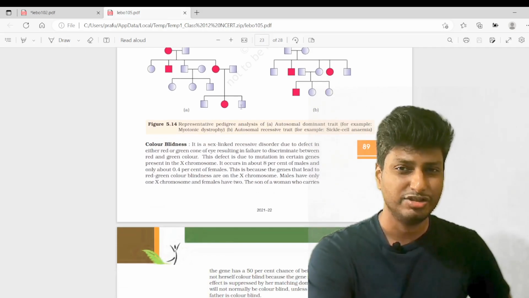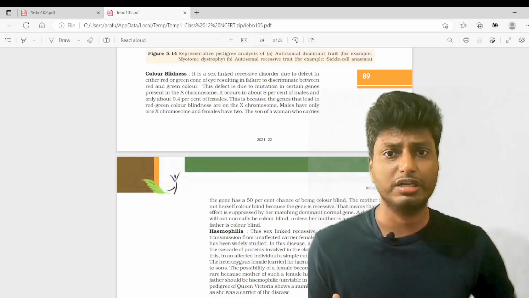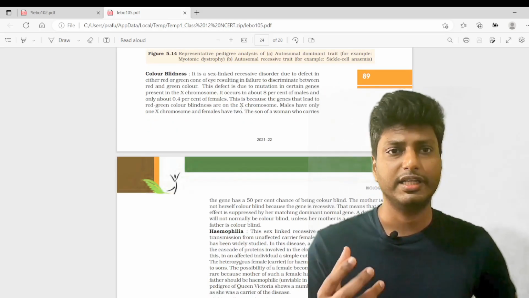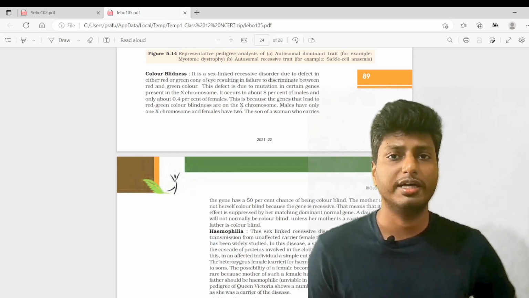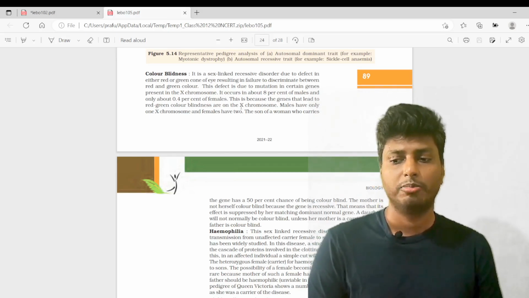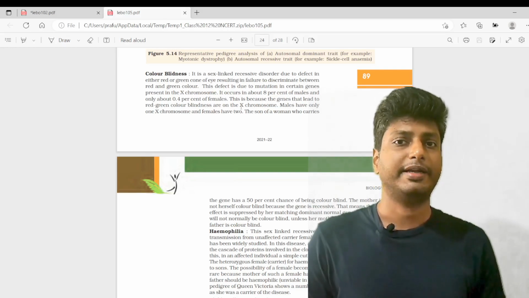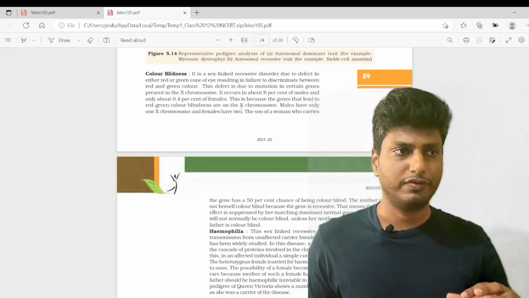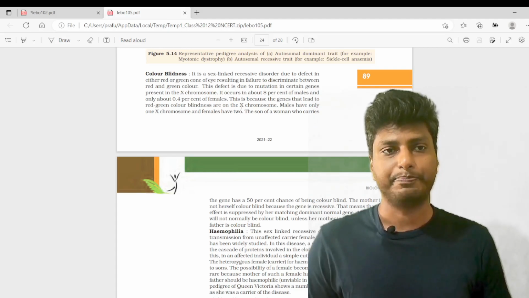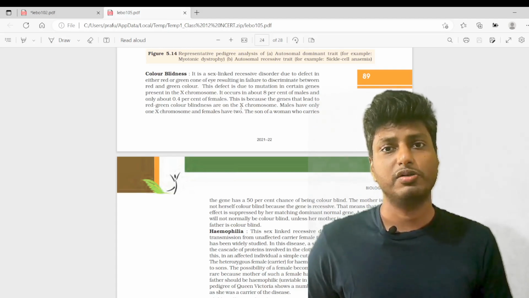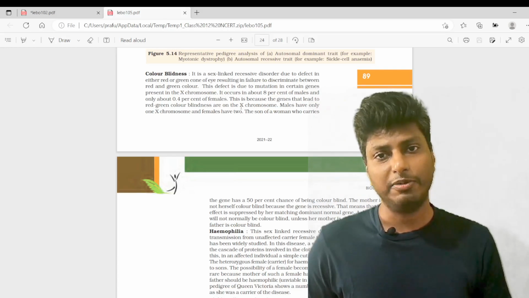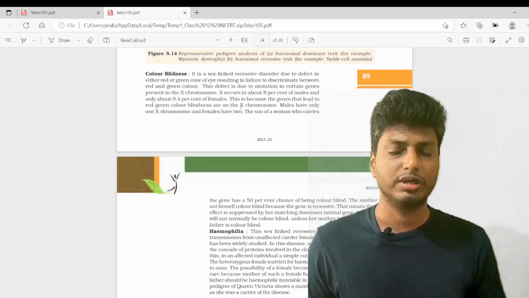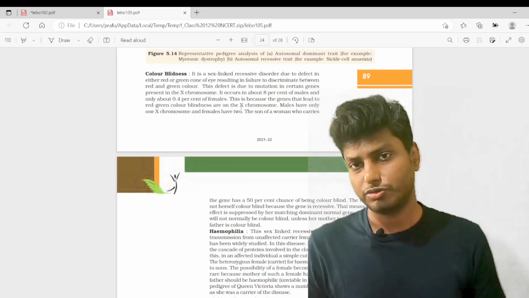So what are Mendelian disorders, guys? Whenever the disorder is because of a defect in the gene, such disorders are called Mendelian disorders. But dear students, always remember that these Mendelian disorders are caused by a defective gene, and the gene responsible for that particular defect can be present on the autosome or on the sex chromosome.